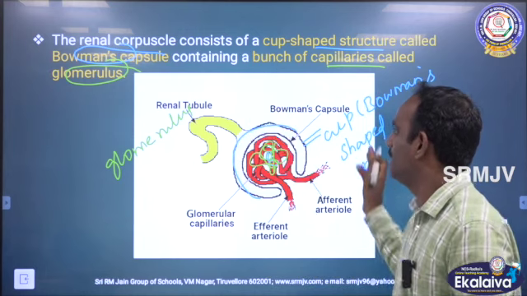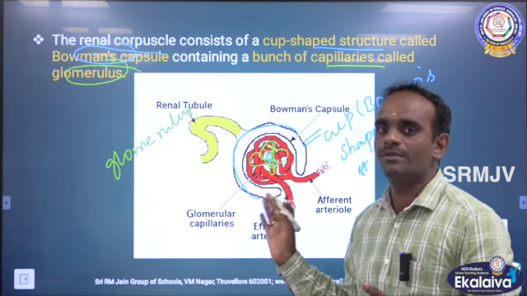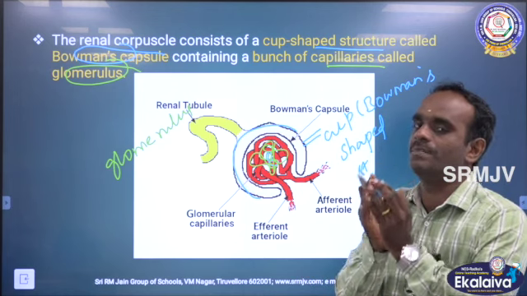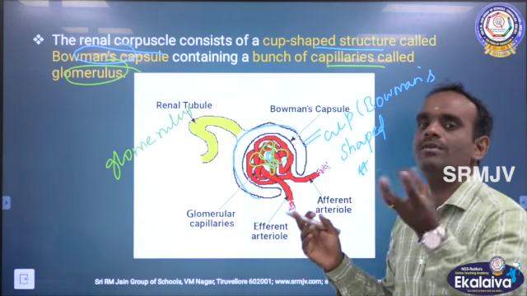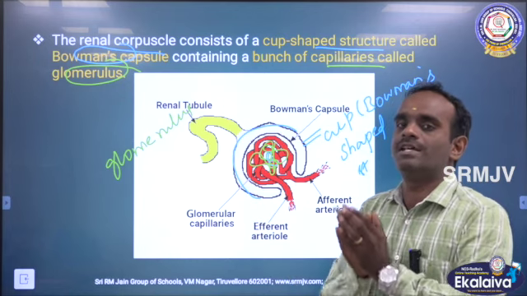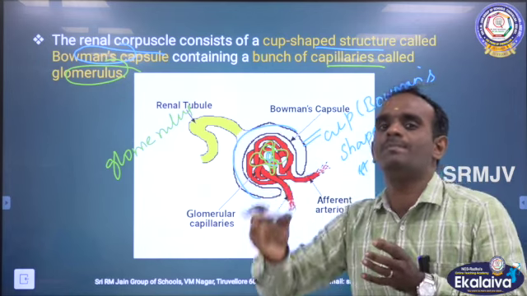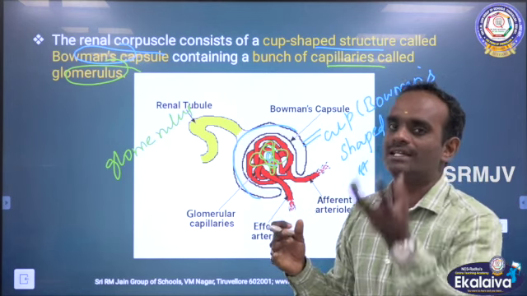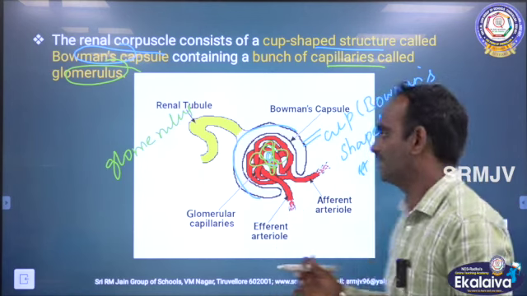See, this is the structure of the renal capsule or Malpighian capsule. It consists of two major parts. One is the Bowman's capsule and another one is the glomerulus. Bowman's capsule is a cup-shaped structure. Glomerulus is a bunch of capillaries. Clear, children?